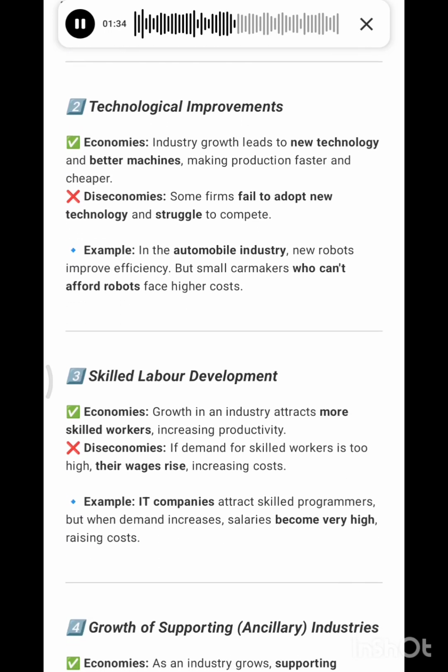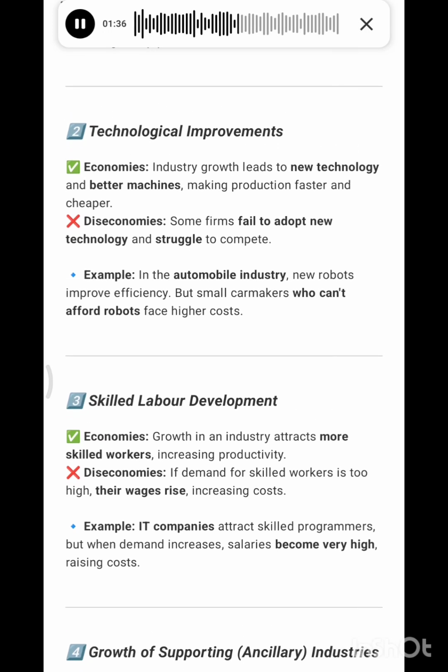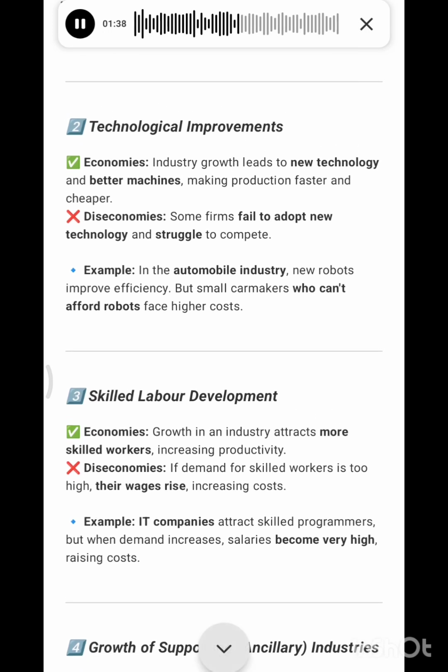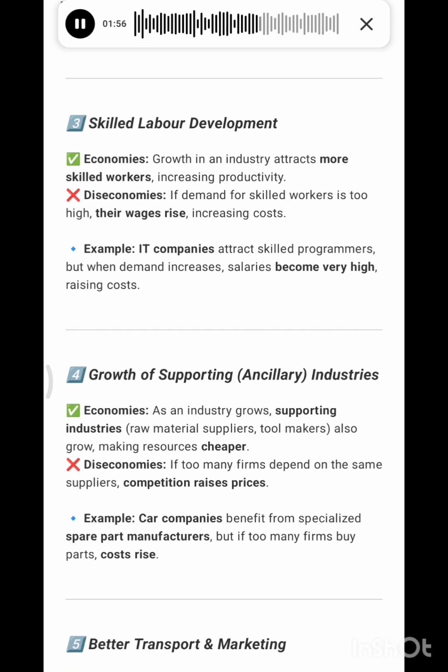3. Skilled labor development. Economies: growth in an industry attracts more skilled workers, increasing productivity. Diseconomies: if demand for skilled workers is too high, their wages rise, increasing costs. Example: IT companies attract skilled programmers, but when demand increases, salaries become very high, raising costs.